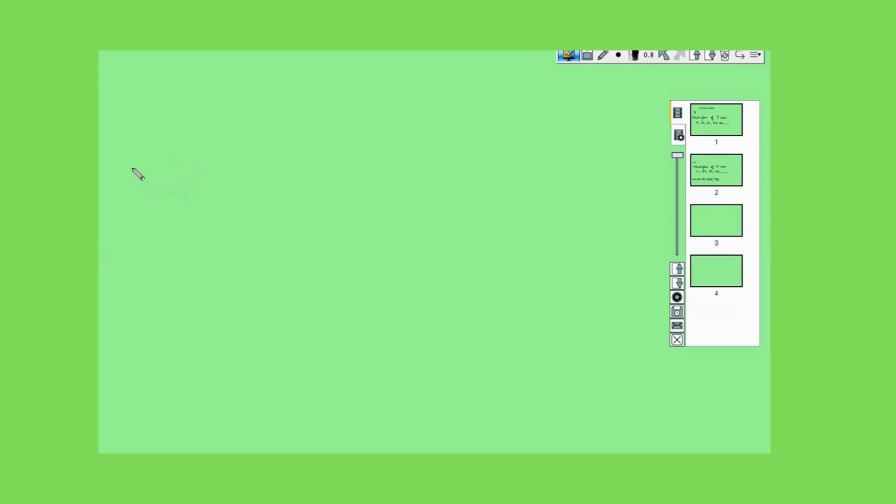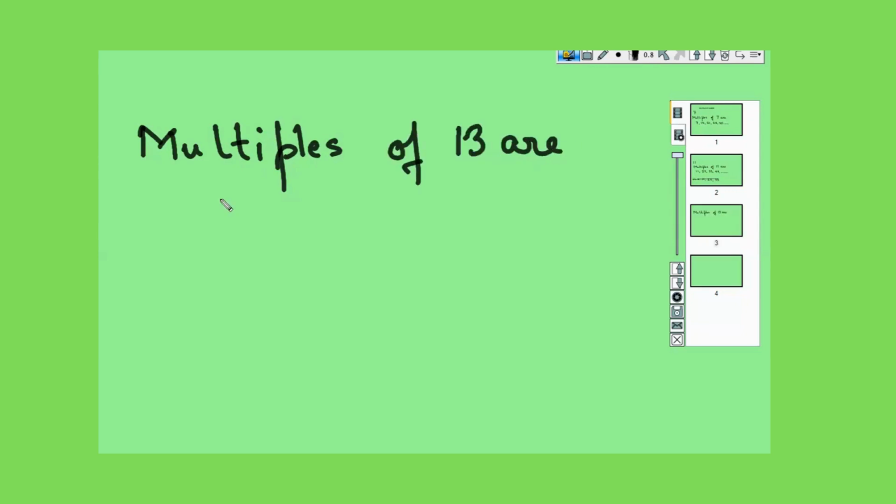Let's write down the multiples of, say, 13. So you write down the multiples of 13 are 13 ones are 13, 13 twos are 26, 13 threes are 39, 13 fours are 52, and it goes on like this.